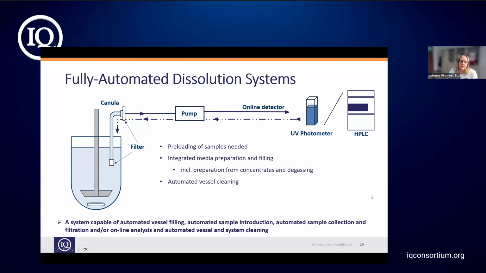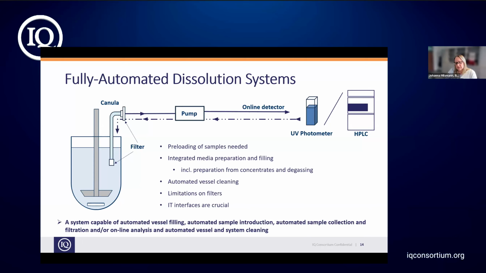Click, please. Those fully automated systems are often capable of preparing the media for you, either from barrels where you have 50 or 100 liters of medium prepared. They can preheat them and degas them, or you can even do media preparation from concentrates, where the automate does mix the concentrates with water prior to preheating and degassing. The system can automatically clean itself.